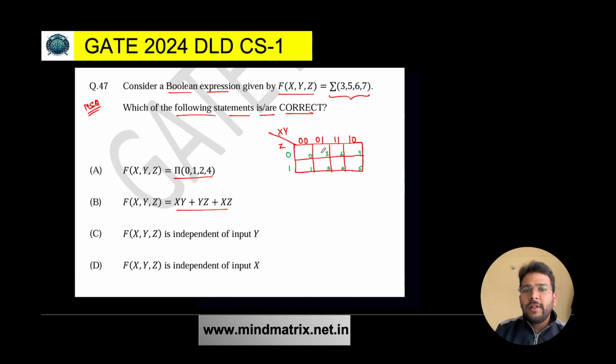Now we need to fill the minterms. So minterms are present at 3, 5, 6, 7. 3, 5, 6, 7 are your minterms. So 3 is here. Yes, this is your minterm. 5 is your minterm. 6 is your minterm. And 7 is your minterm here.